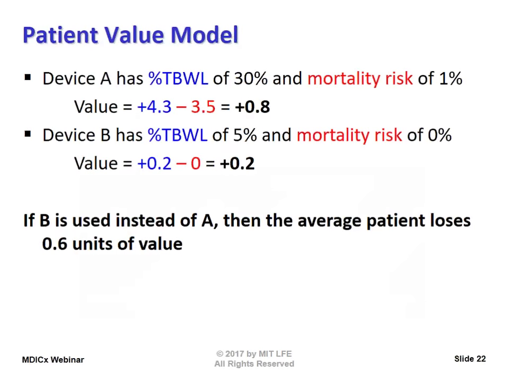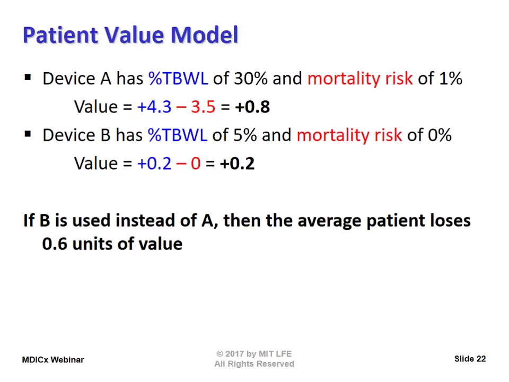So to illustrate how we can quantify the severity of a type 1 versus a type 2 error using these patient preference scores, consider a device that has a % total body weight loss of 30% and a mortality risk of 1%. If we look at the patient preference scores for these attributes, we see that this device would provide 0.8 units of value to the average patient.